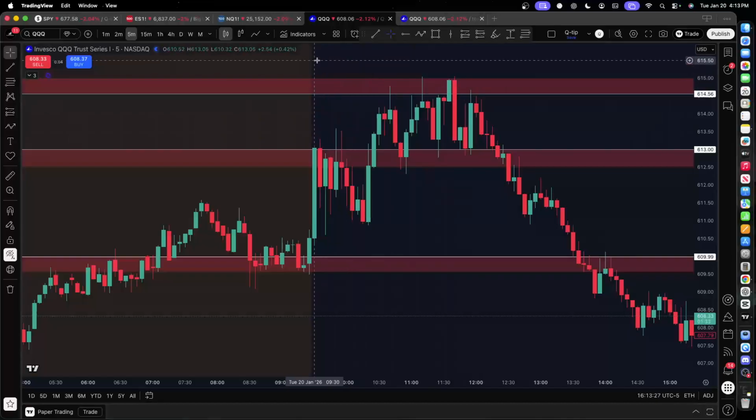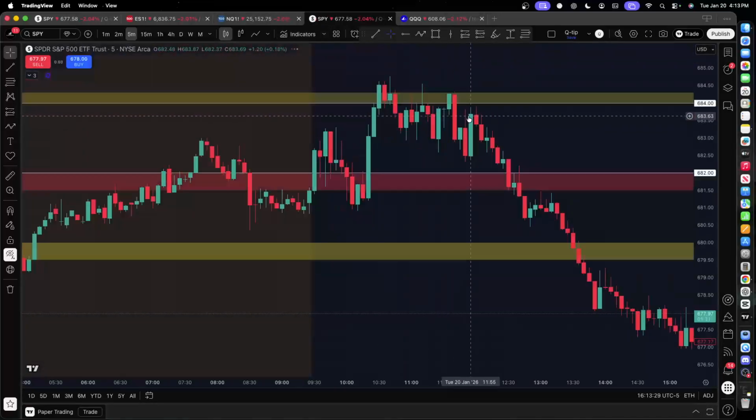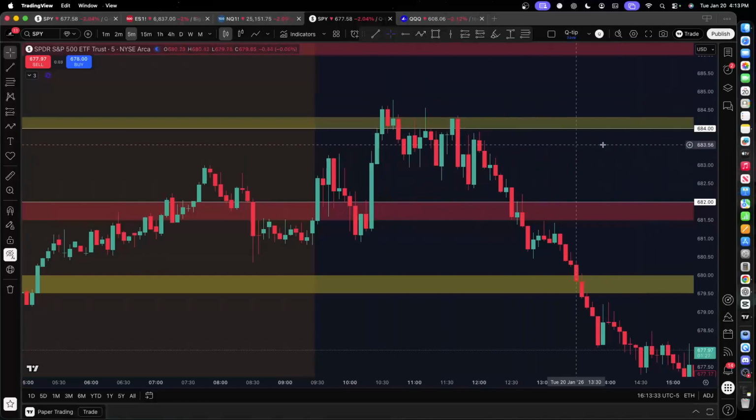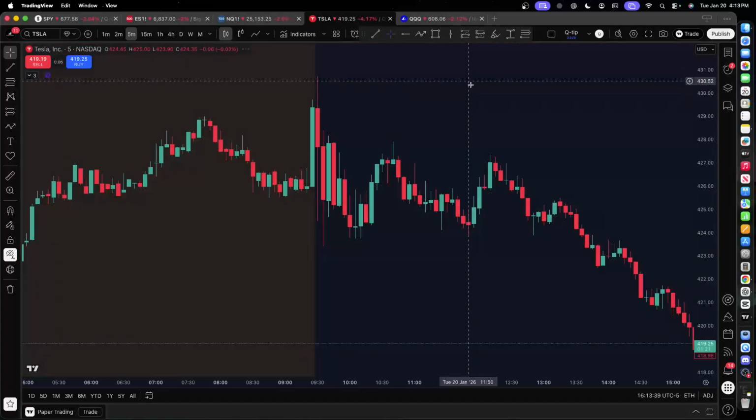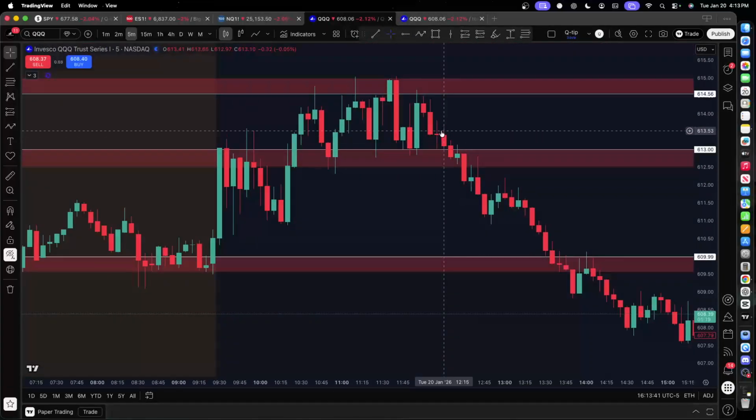So, for upside, I would ideally want SPY to break above its ceiling, 684, and give me a break and retest to free the entire market up. For downside, I would want Qs to break under 612.5 and give me a break and retest. Okay, you simply sit back and let the market fight without you. You don't have to be in the fight.